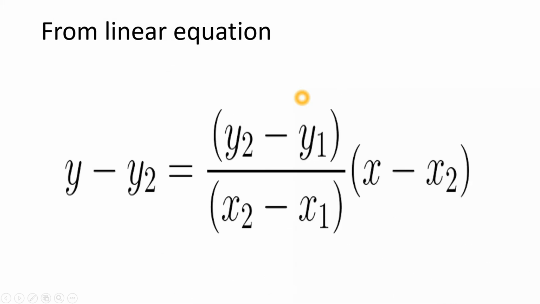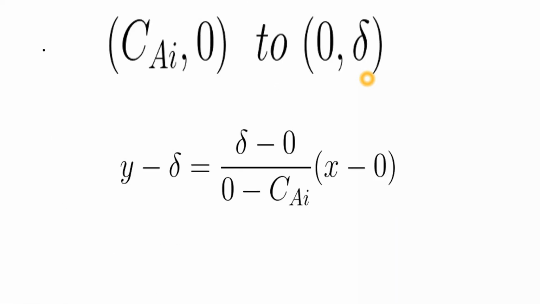From the linear equation we know that if we have given 2 points, then we can calculate the equation of the line: y minus y2 is equal to (y2 minus y1) upon (x2 minus x1) into (x minus x2). From here you can put the values. y minus delta, we know what y2 is. Y2 is delta, and then y2 minus y1, x2 minus x1, and x minus 0, right? x minus x2 is this point, either x2 y2 or x1 y1.